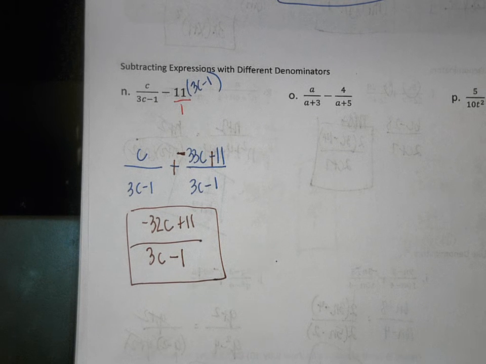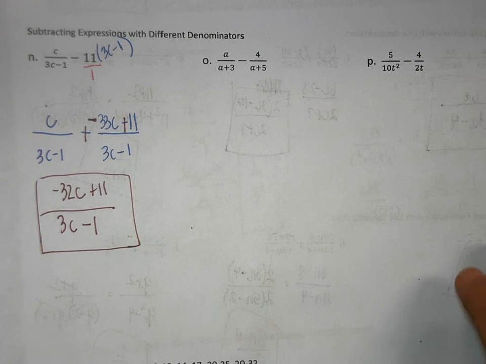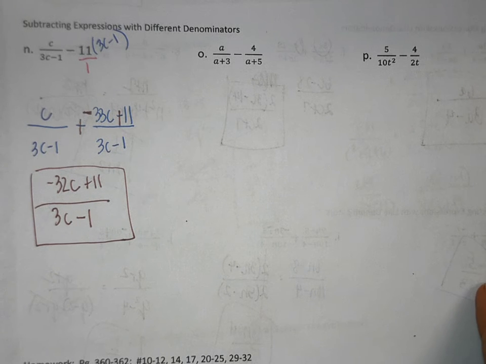Why don't you guys try this one on your own? I thought you said we should make a mistake. No. We're now moving on to O. Okay. It's called Example O. Sorry.